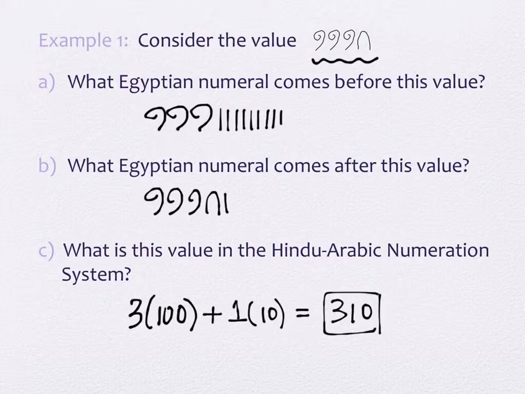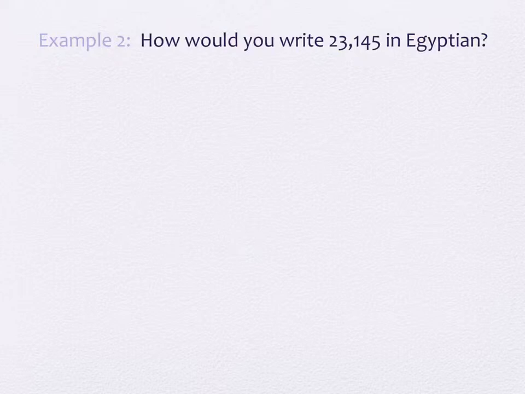Make sense? Okay, we're going to go the other direction now. I'm going to give you a chance to give it a try without saying much more. You have the number 23,145. And I would like for you to write that in Egyptian. And after you write it in Egyptian, find somebody nearby and see how your answers compare.